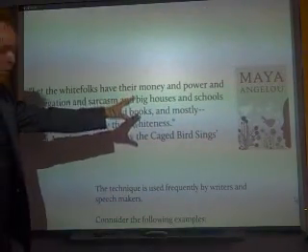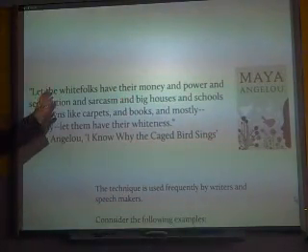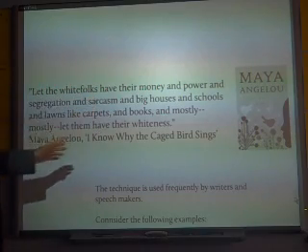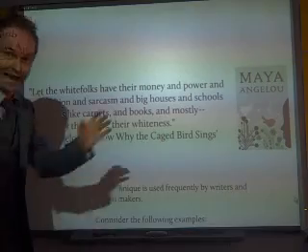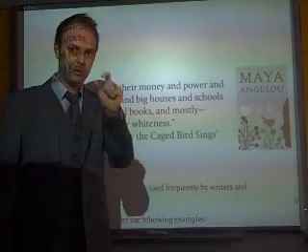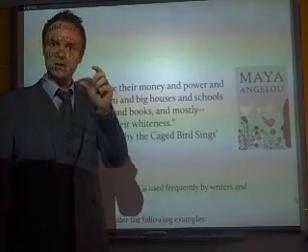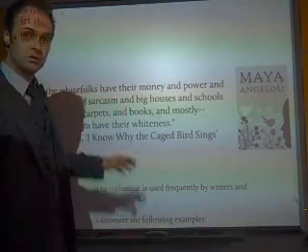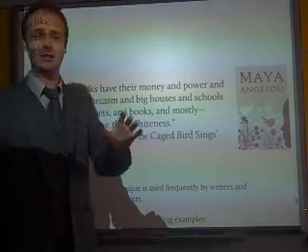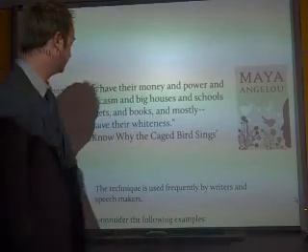We've got an example from I Know Why the Caged Bird Sings: "Let the white folks have their money and power and segregation and sarcasm and big houses and schools," and it goes on. But with each single point, there's this sense of unending vastness, that the white folks have everything. They have an endless supply of advantages.